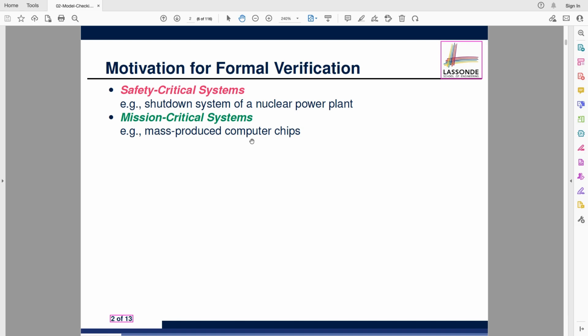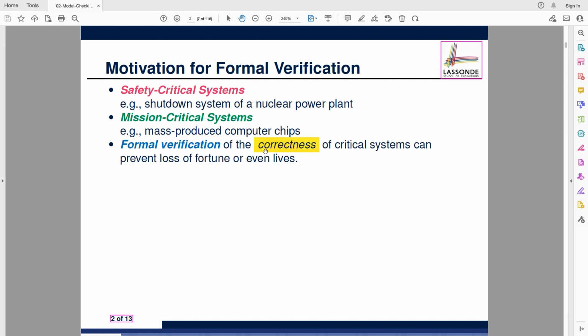If you did it wrong, you're going to lose lots of money. And I'm going to quote one story for you, from Intel's Pentium. That's an old story. I'll read some passages together with you. That's very specific to model checking. Okay, and then formal verification. We want to formally verify correctness to prevent loss of fortune or even lives, right? That's something we talked about in the introduction.